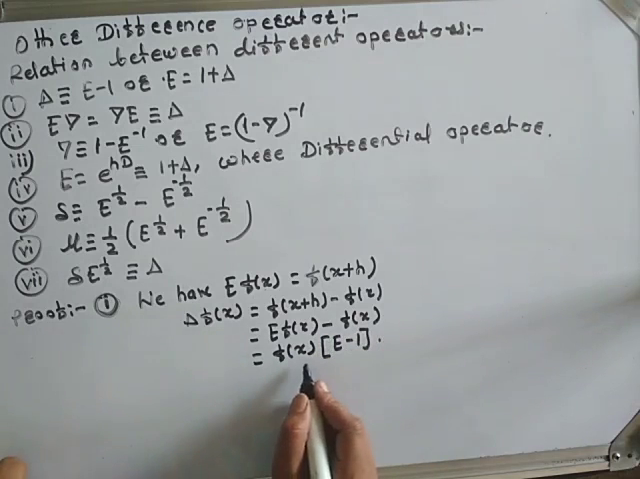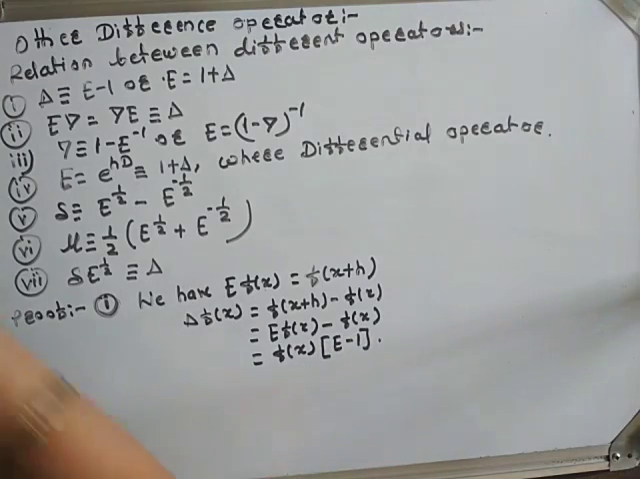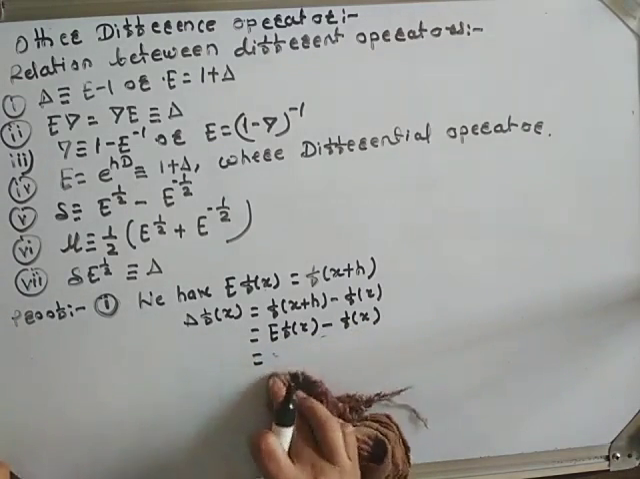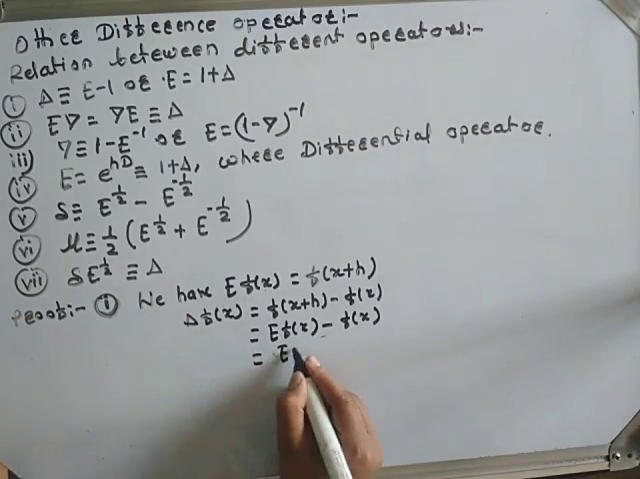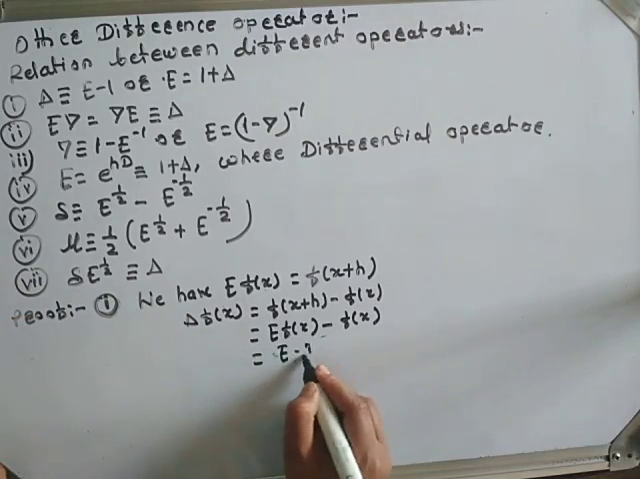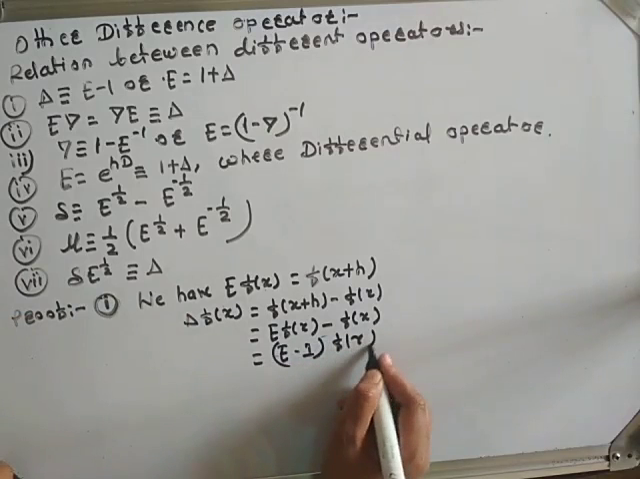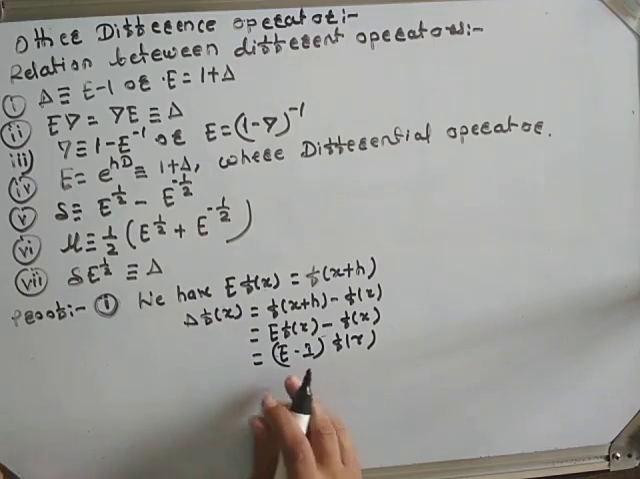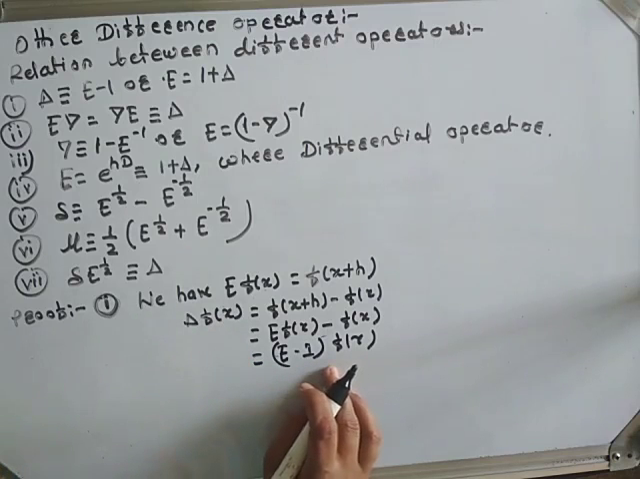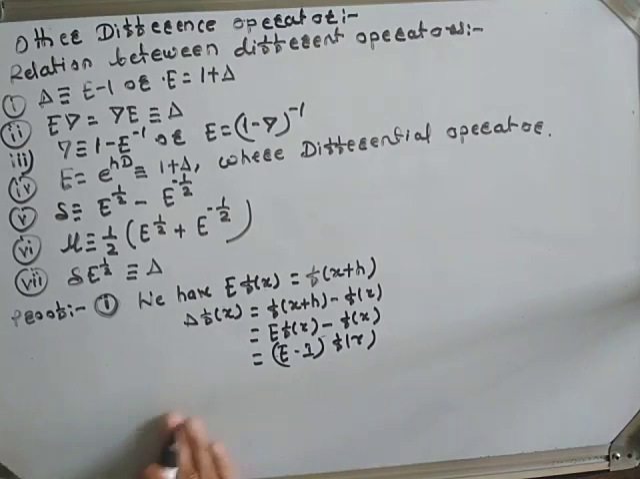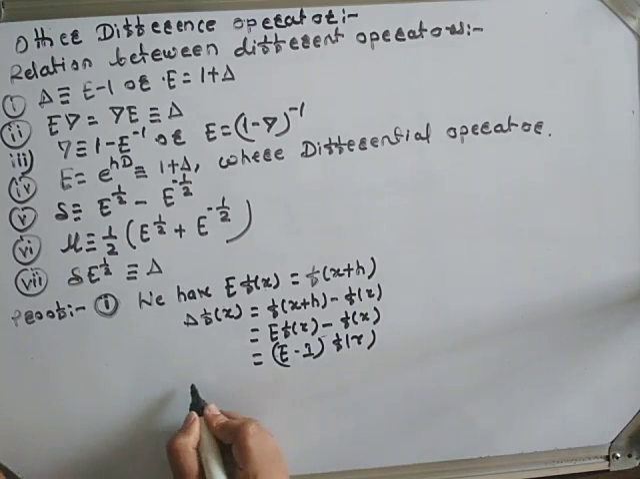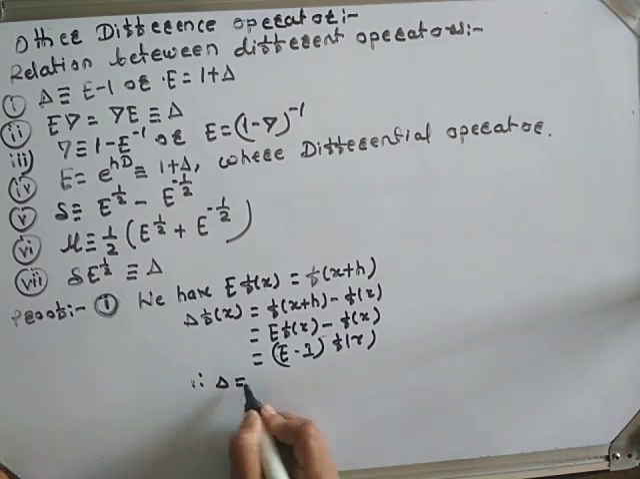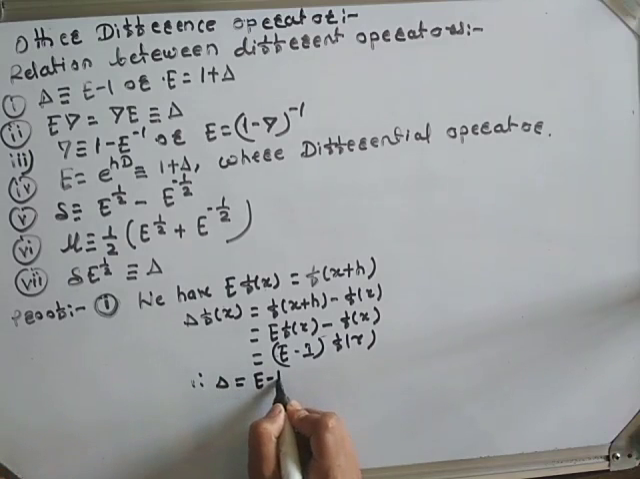See here. Okay, E minus 1 into f of x. Okay. Here observe that delta f of x is equal to E minus 1 f of x. Therefore we get delta is equal to E minus 1. Okay.